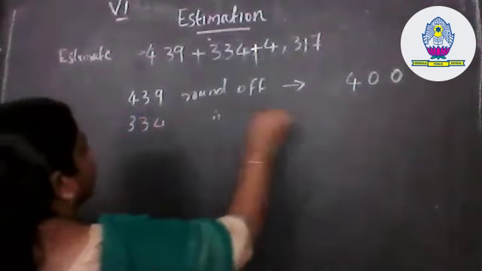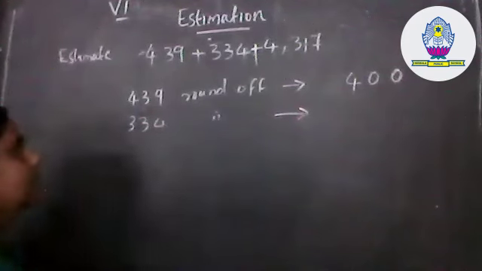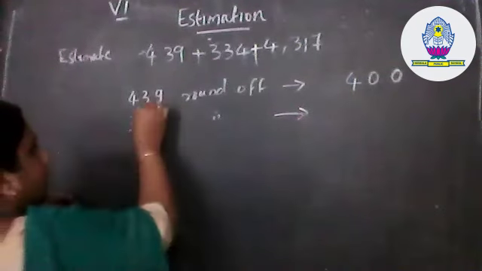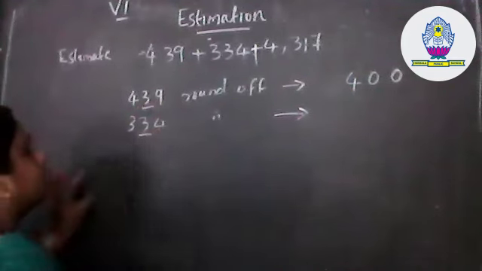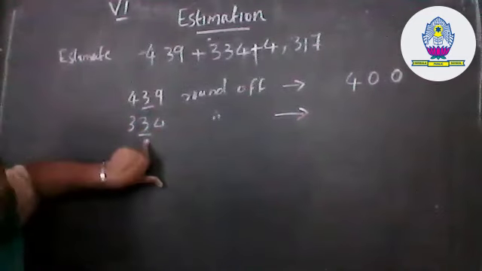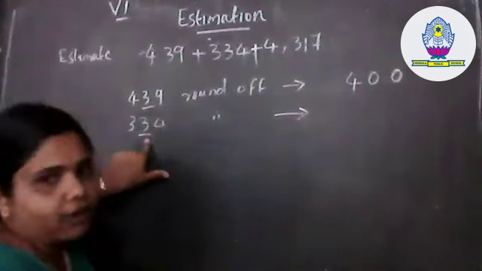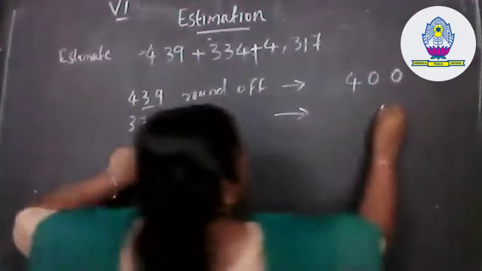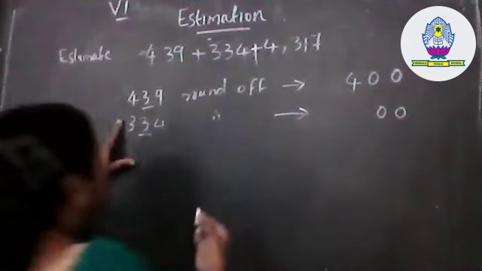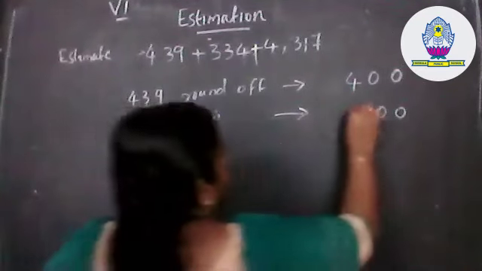The next one, 334, round off. The digit in the tens place is 3, which is less than 5. So the last 2 digits become 0 and the digit in the hundreds place is the same, 3.